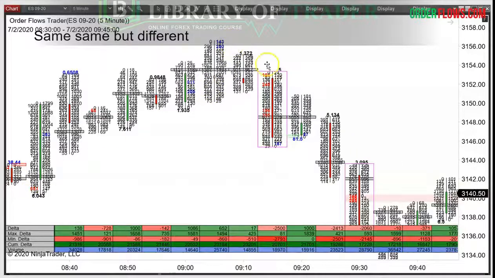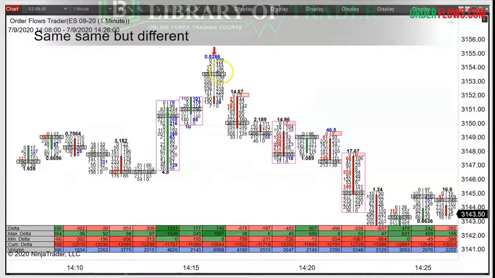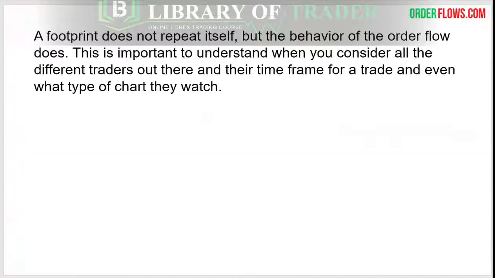You got those imbalances up there, market rejects, comes off. Down here, or the previous chart, market rallies up, you got the buying imbalances, market comes off. Okay, so same, but different. Now, a footprint chart does not repeat itself, right? But the behavior of the order flow does, right?